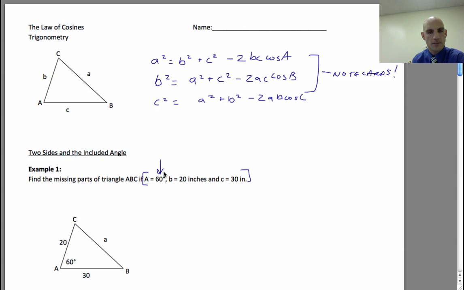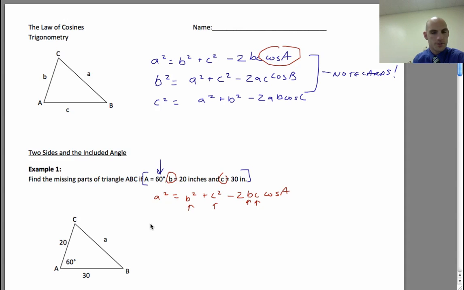We have angle A. Okay? So knowing that we have angle A, we're going to use the one that involves using the cosine of A, because we already have A, so why not just use it? And so what we're going to use is A squared is equal to B squared plus C squared minus 2bc cosine of A. Notice, we have B, we have C, so we can plug in all of these values to give us something that we didn't necessarily know before.